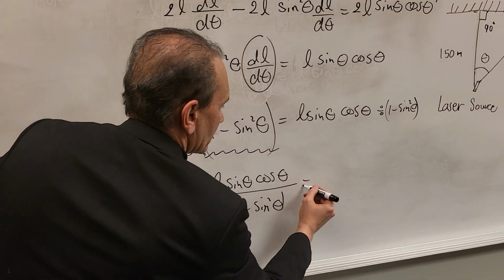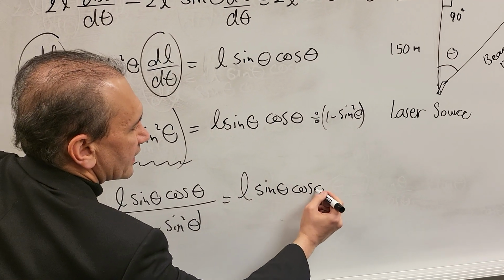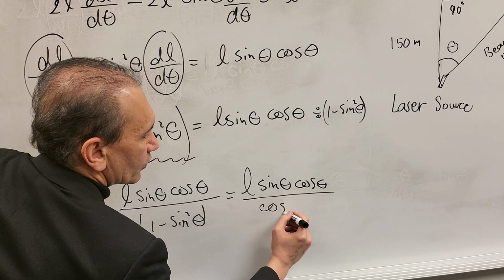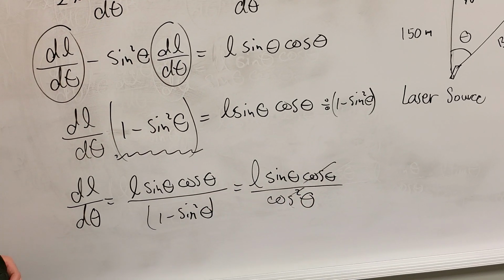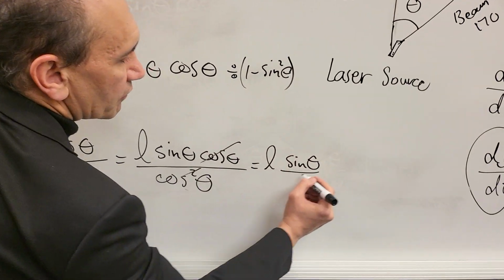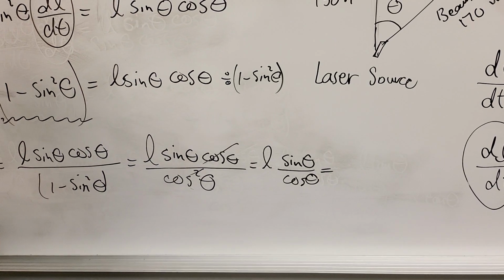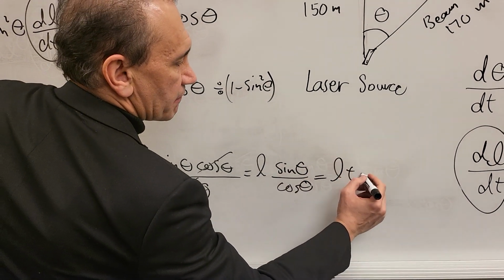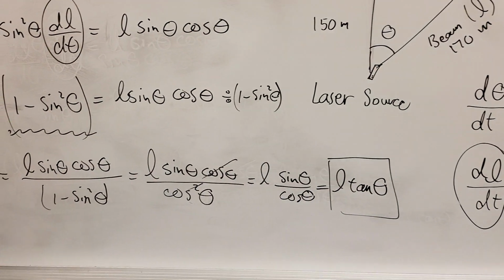So I'm going to write down here L sine theta cosine theta divided by cosine squared of theta. Cancel cosine with the square here. I will get L sine theta over cosine theta, which is actually tangent theta, which means that I have L tangent theta. I got this in my hand.